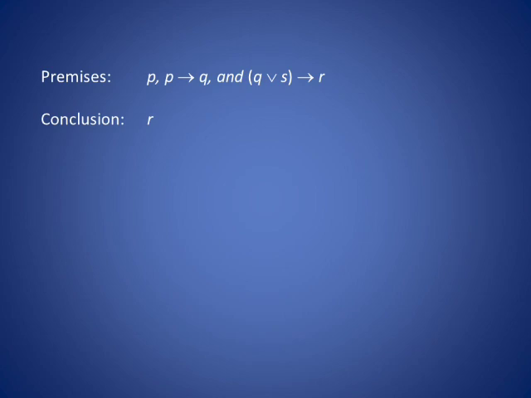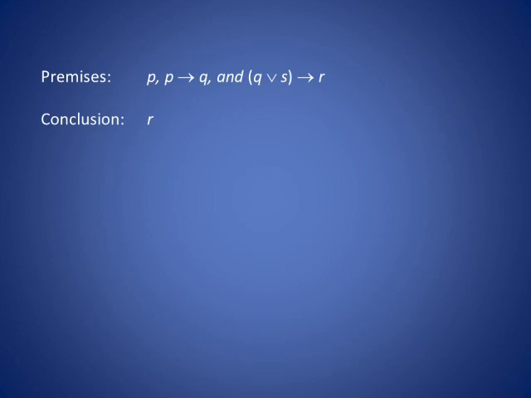The premises that we have in this case are P implies Q, and Q or S implies R. The conclusion we seek is R. Let's think a bit about how we would obtain R from those premises. And the thinking we're going to do goes backwards, even though the proof to be presented will go forwards.